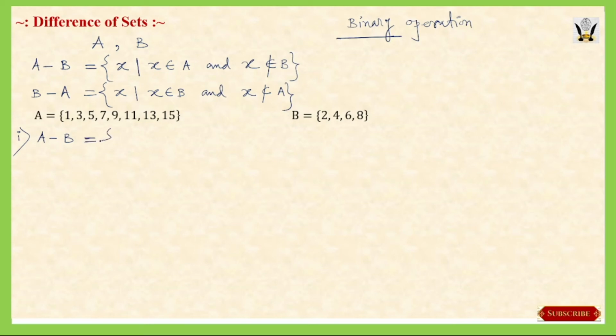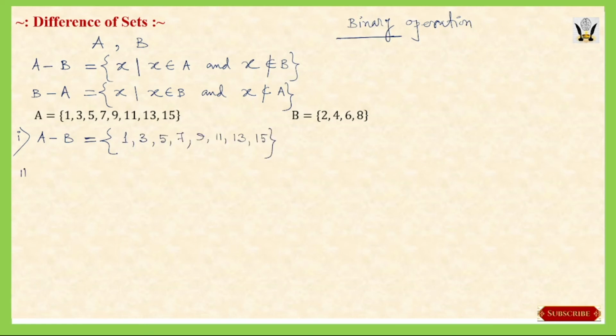So in the new set, we will consider all the elements of A which belong to A but don't belong to B. And we have already seen that all these 8 elements of A belong to A only. There is no common element, so all these 8 elements don't belong to B. So when we perform A minus B, we can write all these elements of A.